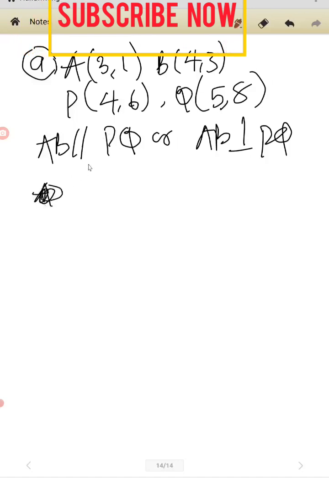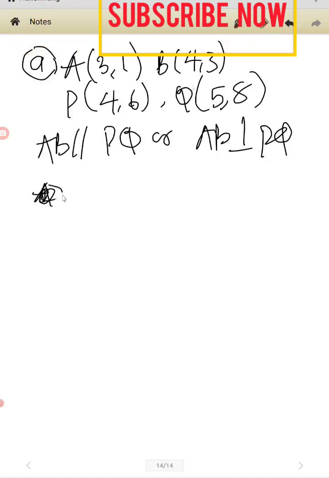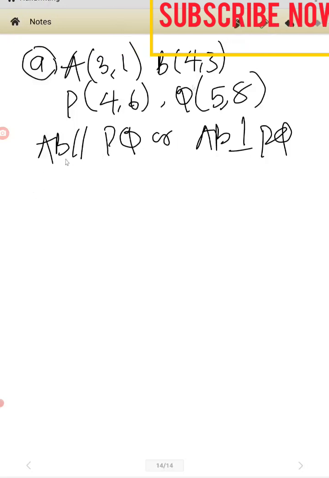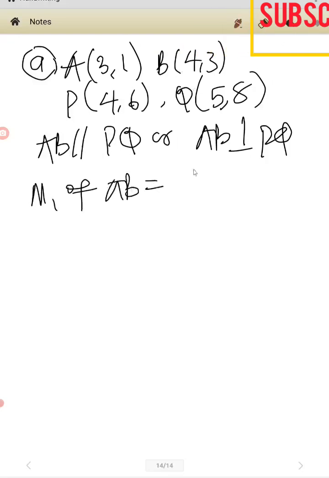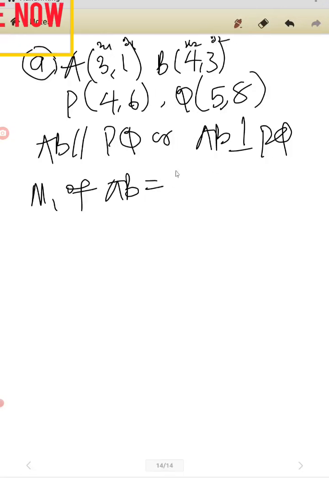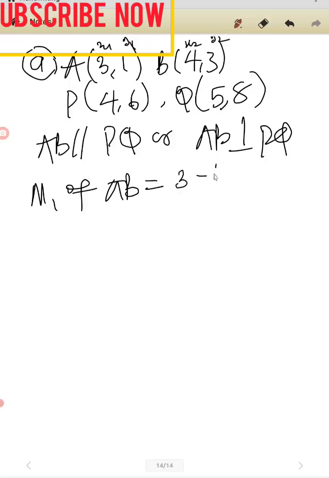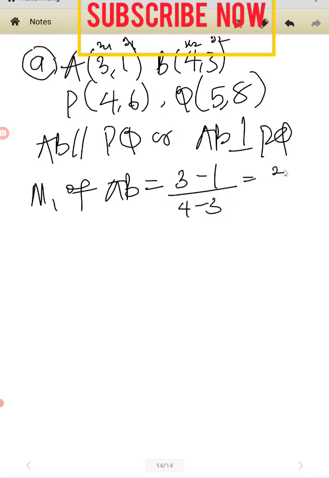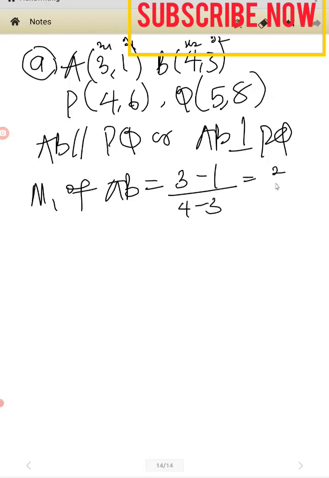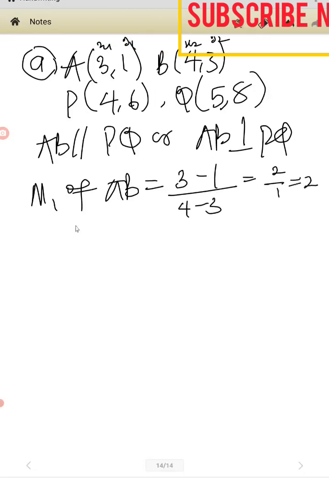What is the gradient of AB? Let's represent that as M1. M1 of AB will be Y2 minus Y1 over X2 minus X1, so for AB you have 3 minus 1 all over 4 minus 3. So this one will give you 2 over 1, which is equal to 2. So M1 is equal to 2.